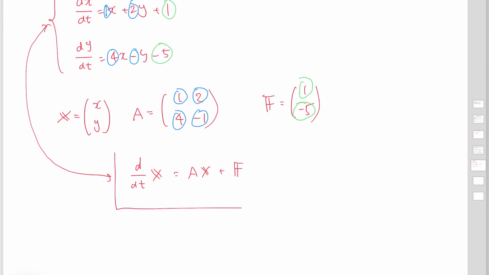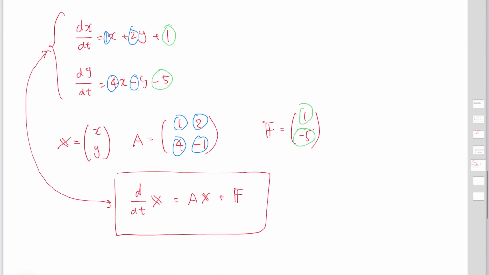Okay, this is the matrix form of a linear system. In this chapter, we are going to solve this system of linear first-order differential equations.